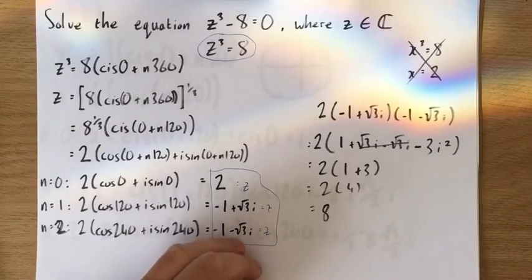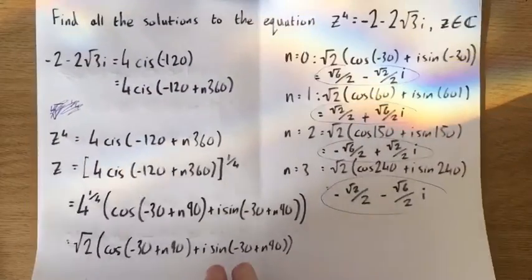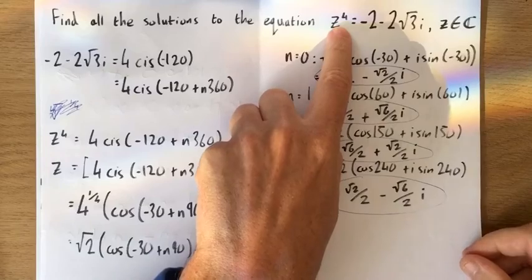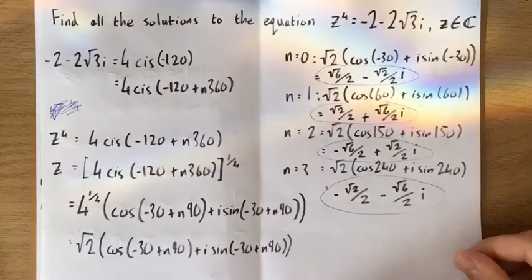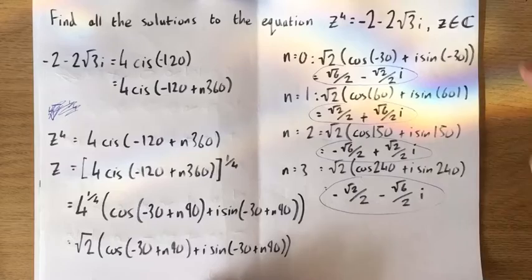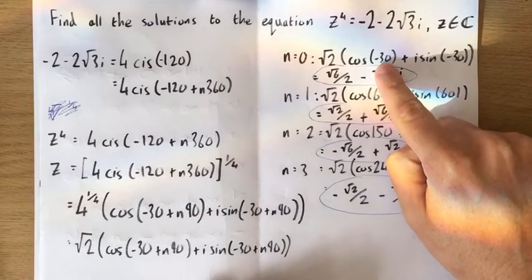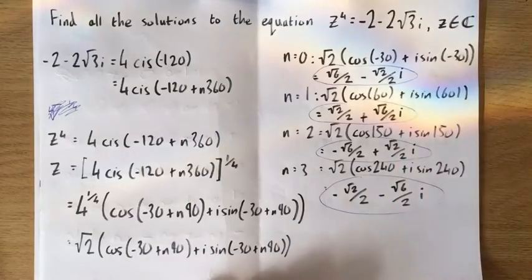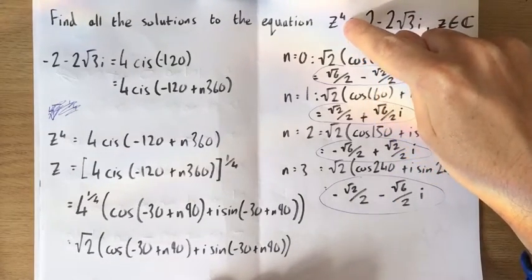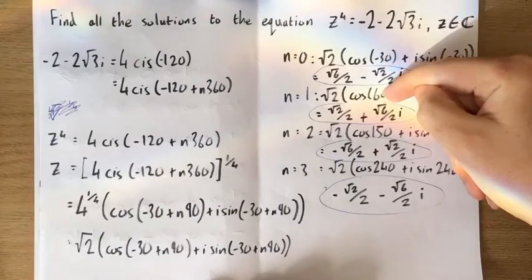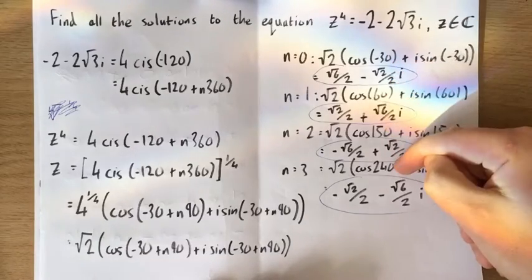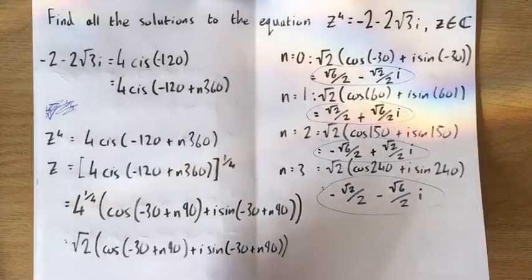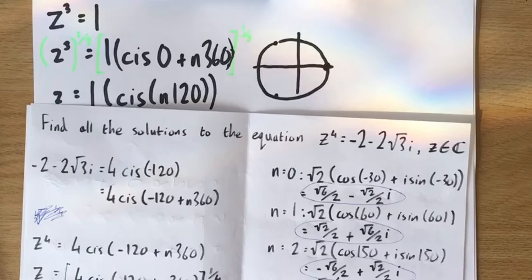Just one with a complex number as well. I was trying to find the 4 roots of minus 2 root 3 i. And I ended up with the cis of minus 30, the cis of 60, the cis of 150, and the cis of 240. 360 divided by 4 is 90. So minus 30 plus 90 is 60, plus 90 is 150, plus 90 is 240. If I did another plus 90, I'd be back round to there.